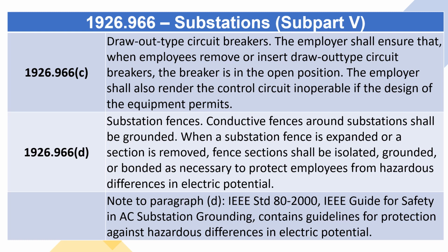1926.966(d) Substation fences. Conductive fences around substations shall be grounded. When a substation fence is expanded or a section is removed, fence sections shall be isolated, grounded, or bonded as necessary to protect employees from hazardous differences in electric potential. Note to paragraph (d): IEEE Std 80-2000, IEEE Guide for Safety in AC Substation Grounding, contains guidelines for protection against hazardous differences in electric potential.